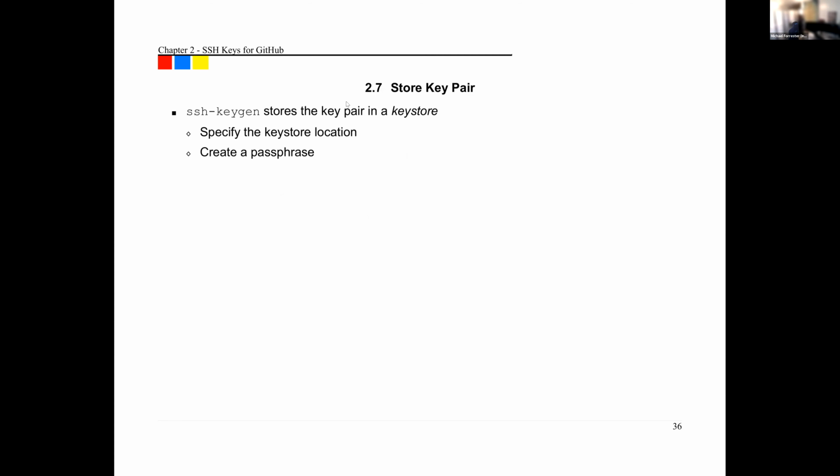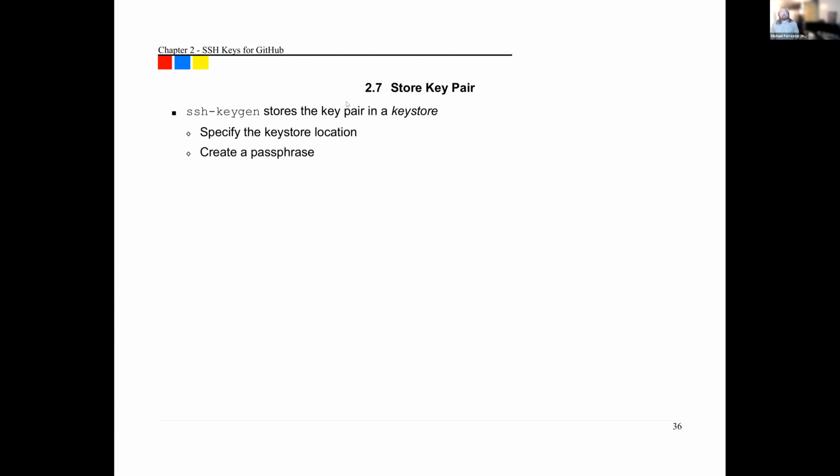Typically, ssh-keygen will store the key pair in a key store if you're on a Mac. You don't have to store it in a key store, though. Using Java, you'd probably put it in the key store. And you can create a passphrase. If you're doing automatic runs, like using it for a script, you're not going to create a passphrase, because the passphrase requires you to interactively input it.